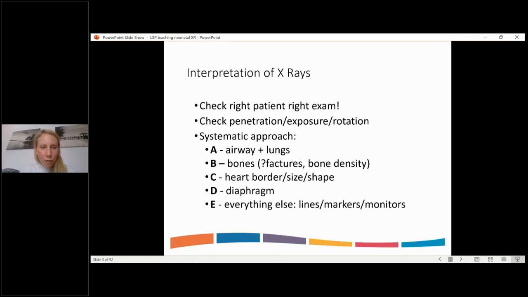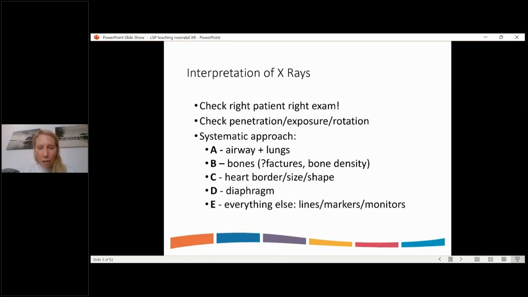So this is just to familiarise everyone. I'm sure you know this, but obviously check we've got the right patient and the right exam. We want to make sure that it's adequately penetrated, we can see what we want to see in terms of exposure, and that it's not rotated. And when we go through some of the line positions later, the importance of not being rotated will be clear. And then, as we do in medicine, the easiest way to think about x-rays is ABCDE. So A is airway and lungs, B is the bones.